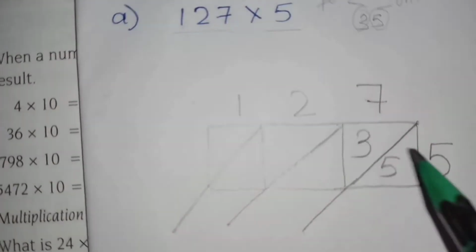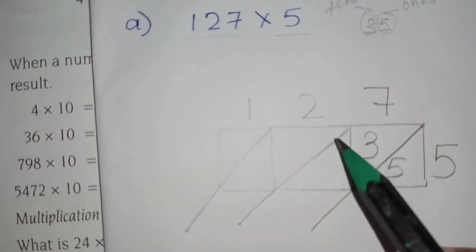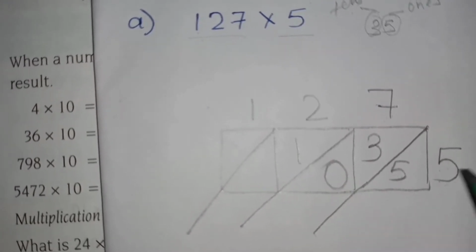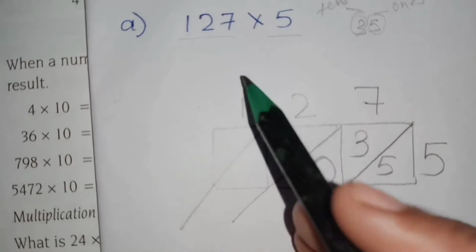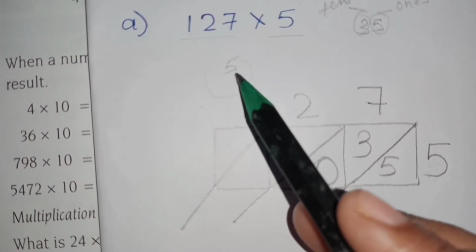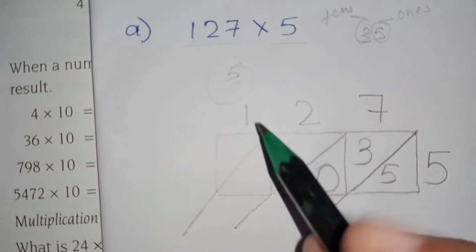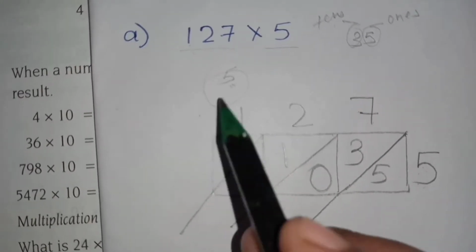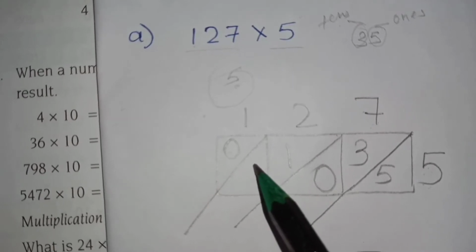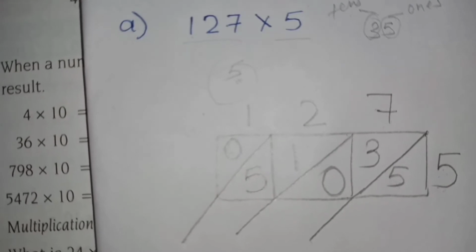Now 5 2s: 5 1s are 5, 5 2s are 10. We got 10, that means we will write 1 here and 0 here. Then 5 1s are 5. 5 is a one digit number, so we got only 5, and it is in the ones place. In the tens place nothing is there, so we'll write 0 here and write 5 down.